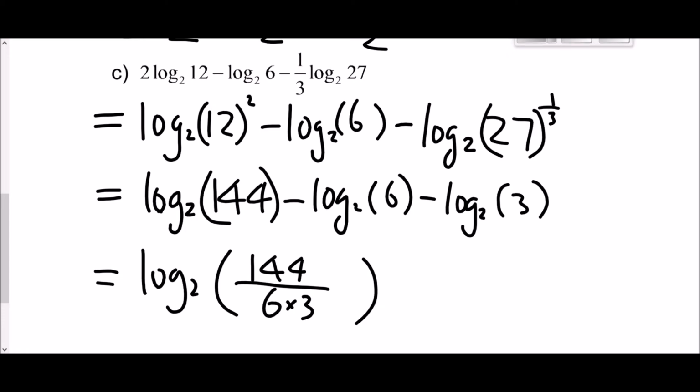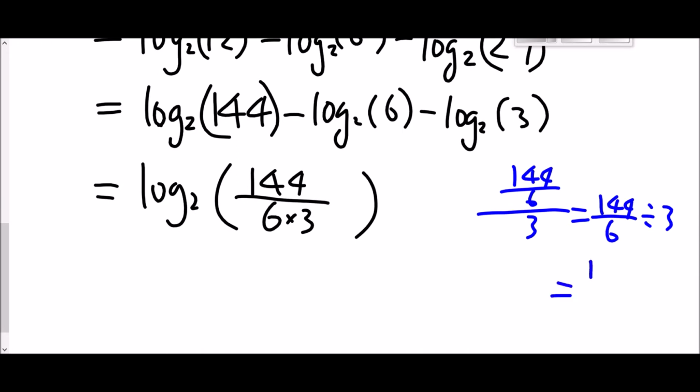Why can I do that? Let's do it outside here. 144 divided by 6 divided by 3 is the same as 144 over 6 divided by 3, which is the same as... I remember some of my students in 30-1 last semester were having some issue visualizing this. 144 over 6 divided by 3. Divide means you can write it as times 1/3. That means you have 144 on the top, 6 on the bottom, 3 on the bottom, like that.